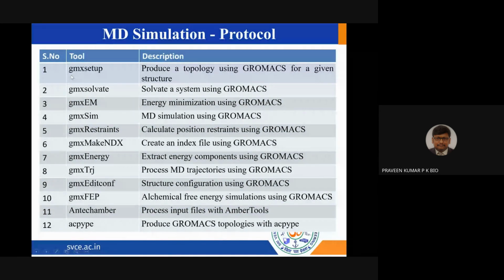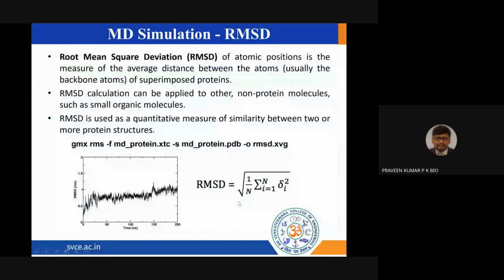We have executables like GMX setup to produce the topology using GROMACS for a given section, and GMX solvate to solvate a system. For energy minimization you have EM, and for MD simulation generally SIM. Position restraints are used to calculate position restraints. Likewise, there are plenty of commands. Each and every command is used for a specific application. You can get all these details on the website itself.